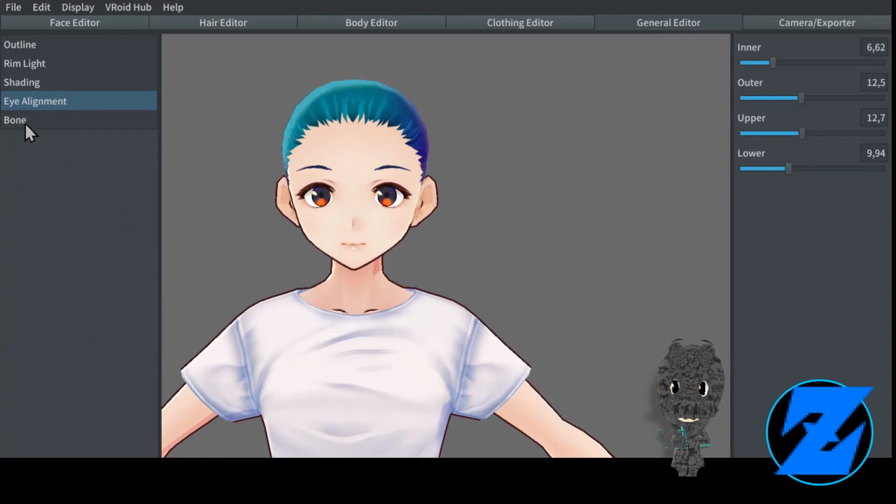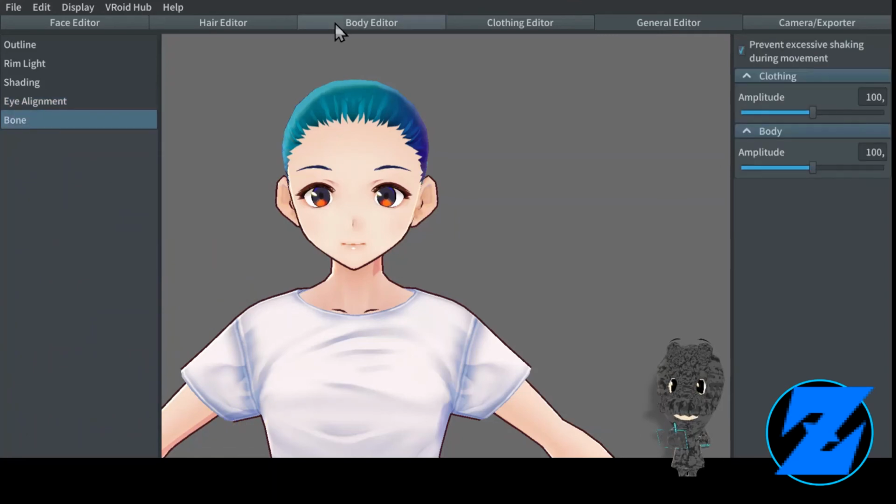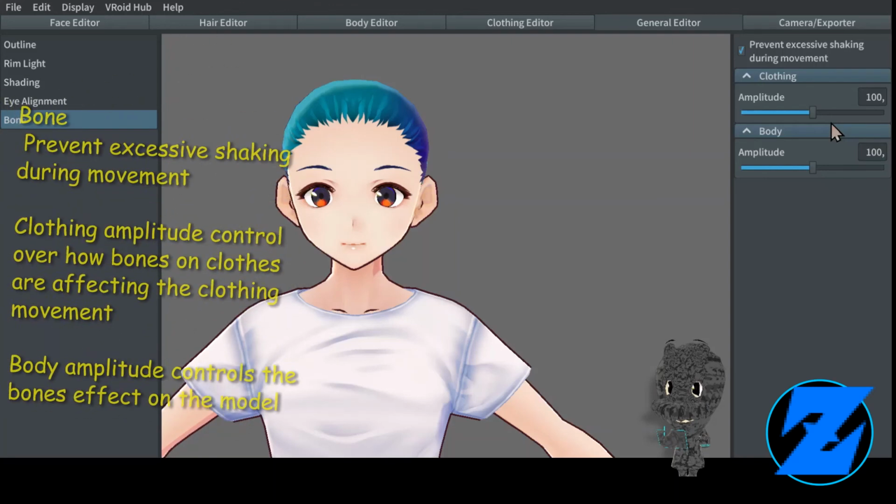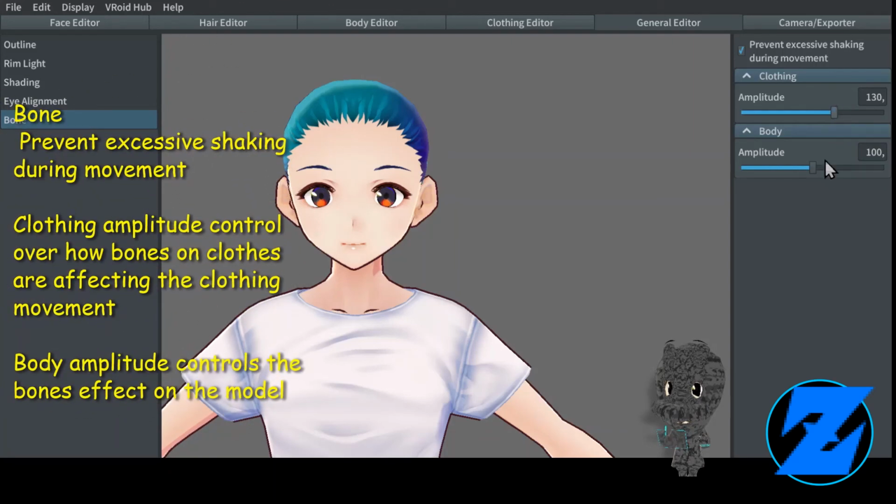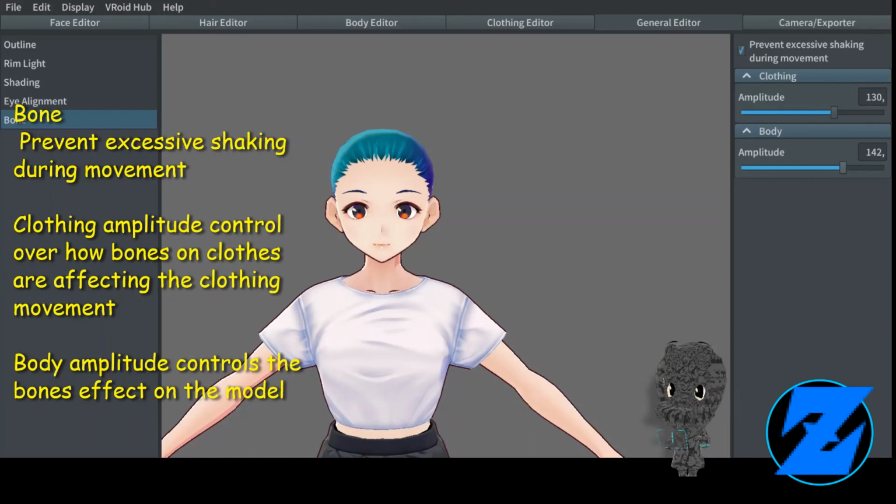Bone prevents excessive shaking during movement. Clothing amplitude gives control over how the bones on clothes affect the clothing movement. Body amplitude controls the bone's effect on the model.